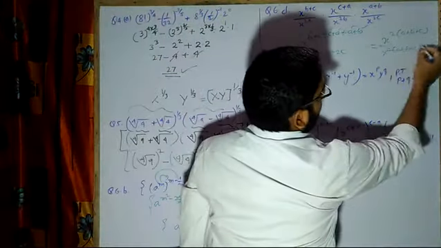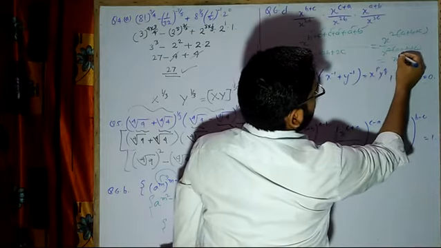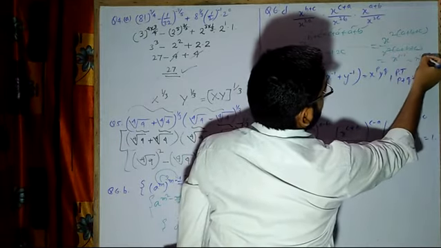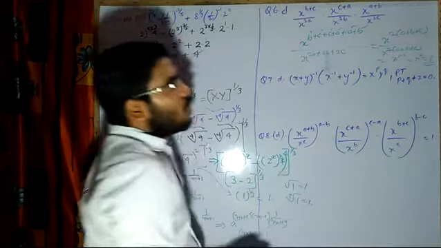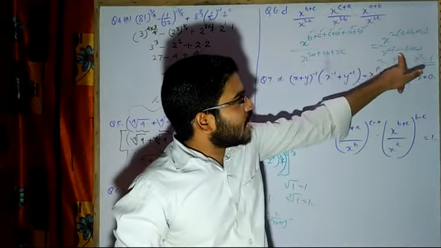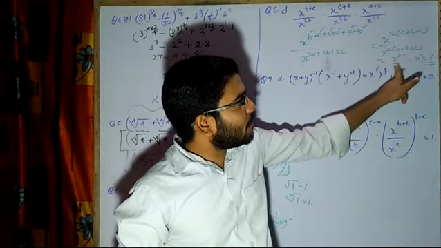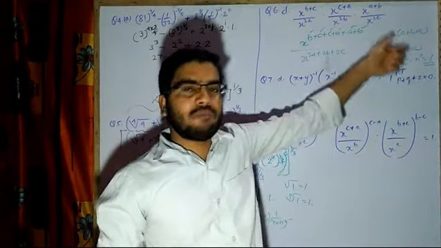Now same power is there, so it will be cancelled. So x raised power 1 minus 1 will be equal to x raised power 0. That means it is equal to 1. Same power. This I will take, say x raised power 1 upon x raised power 1. X raised power 1 minus 1 will be 0.